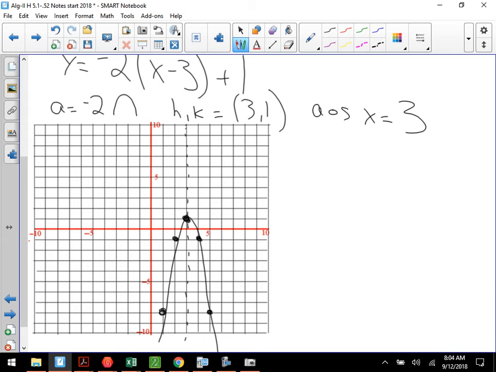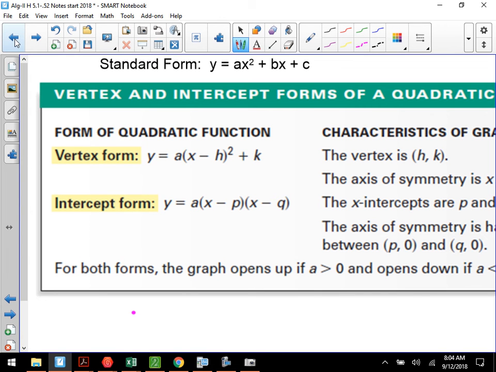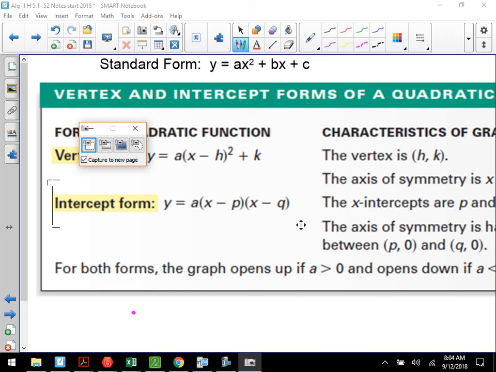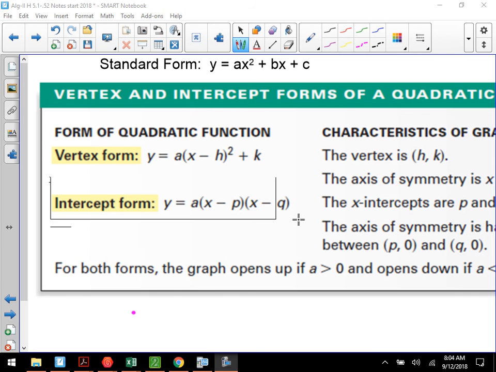Vertex form. Not bad, right? Did you guys ever graph out of that form before? Okay. It's just another way that we can do it. Let's look at intercept form. Intercept form, I think, is really cool.